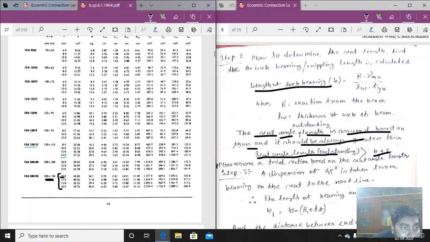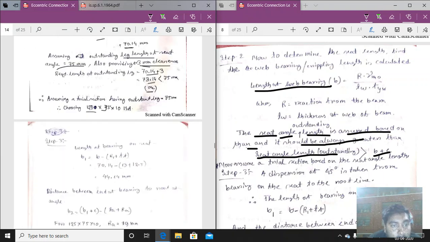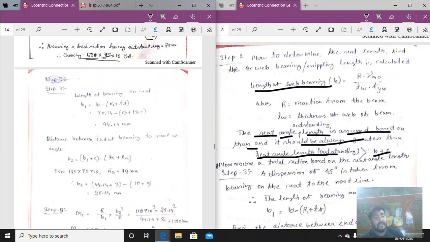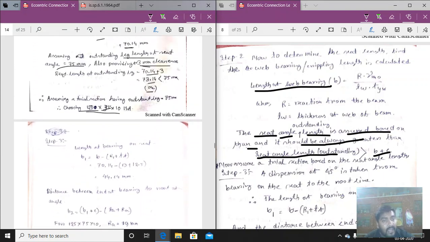So we can take first, let us check that value, 125 into 75. Let us take 125 into 75 into 10 ISA. This is the length of the outstanding leg. 125 into 75 into 10 ISA we are taking. So we have taken the angle.